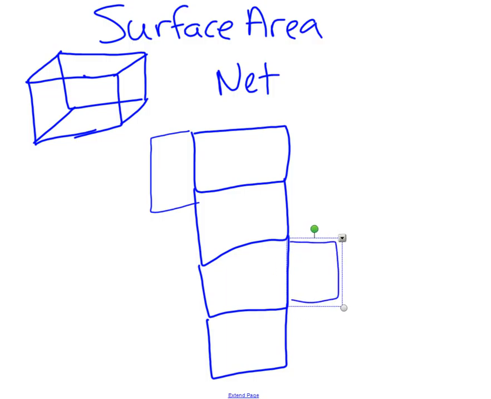Okay? So why we make the net makes it a little bit easier to look at. In terms of surface area, we want to find how much total area we have on the outside of the shape. Kind of like how volume looks at the inside, surface area looks at everything on the outside. So it very much has to do with area.